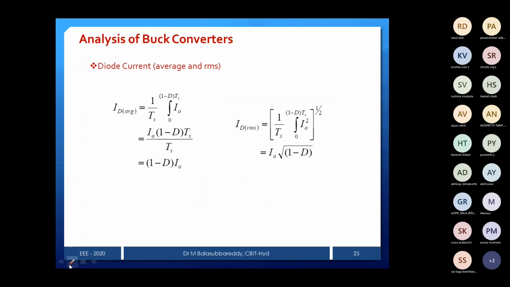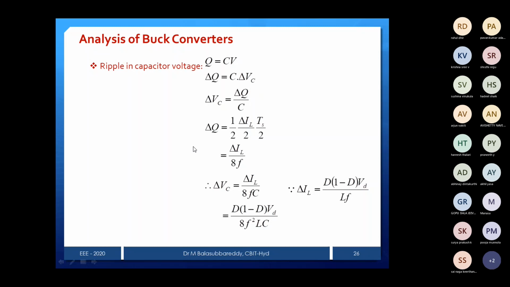Now you can see that instead of the chopper, if I want to find the average and RMS of the diode current, the diode duration is (1 minus D) into Ts. If we just integrate, we will get the relations: the average diode current, and this is the RMS diode current. The previous one was the average switch current and RMS switch current.